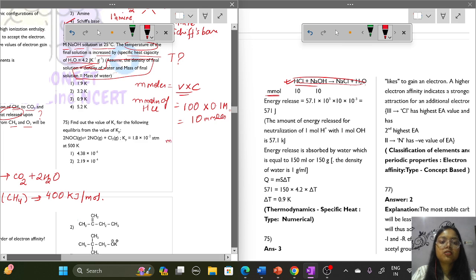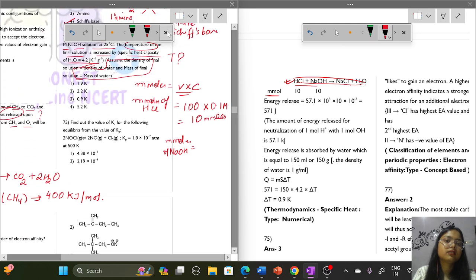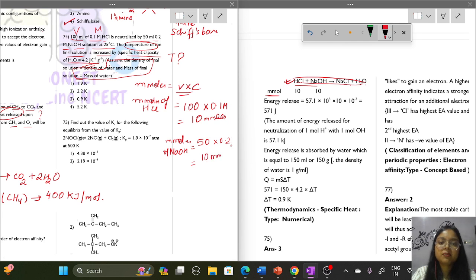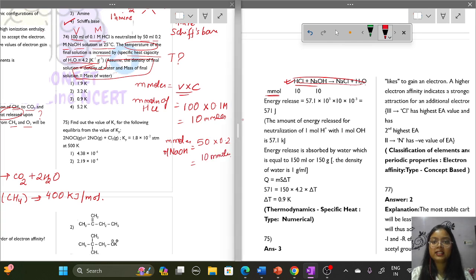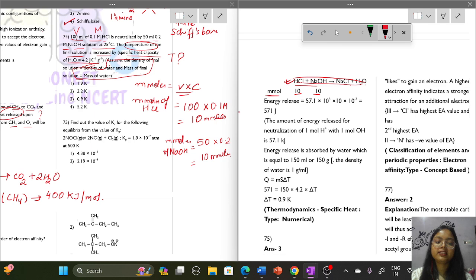Now for the millimoles of NaOH, similarly we can calculate. The volume given is 50 ml into 0.2 molar, so it also comes out to be 10 millimoles. So for HCl it is 10 millimoles and for NaOH it is 10 millimoles. So no limiting reagent is present in this case, and no excess reagent is left.